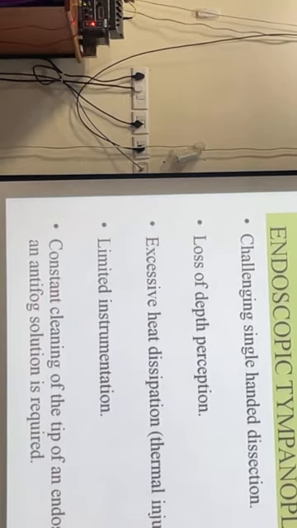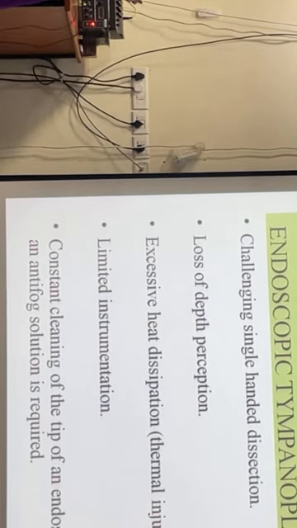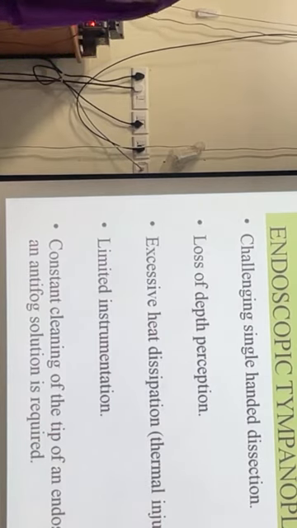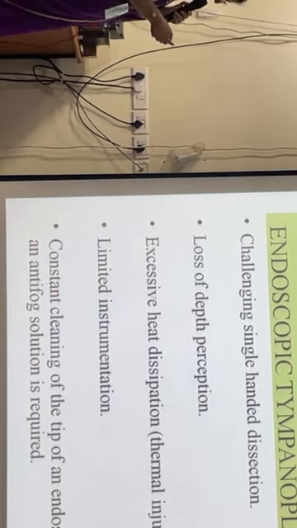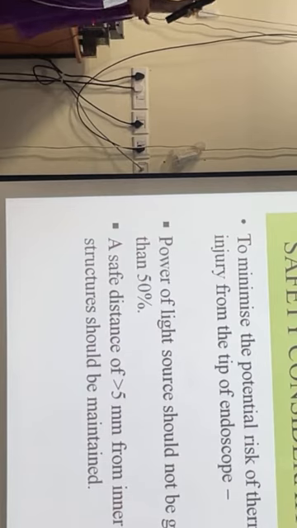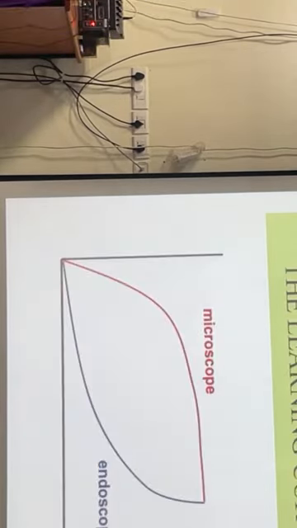Disadvantages of endoscopic tympanoplasty: challenging single hand dissection, loss of depth perception, excessive heat dissipation. So there is thermal injury because of the close approximation of the tip of the endoscope to the vital structures. Limited instrumentation, and constant cleaning of the tip of the endoscope with an anti-fog solution is required. So to decrease the incidence of thermal injury from the tip, the light power should not be greater than 50%. A safe distance of 5 mm from the inner ear structures should be maintained.